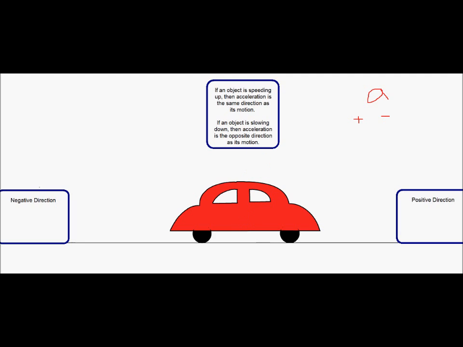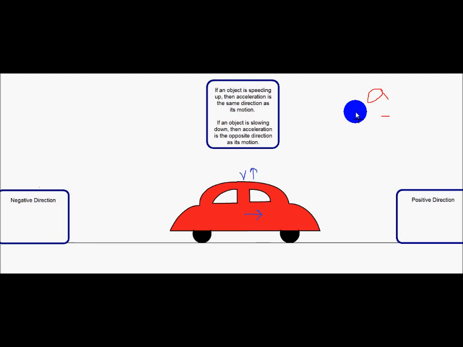So if I change colors here, example 1, let's say this car is moving to the right and the velocity or speed is increasing. So if the speed is increasing, then it's speeding up, and acceleration is the same direction as its motion. It's moving to the right. So acceleration is to the right, and right is generally the positive direction. So we can safely say that acceleration is positive in this case.